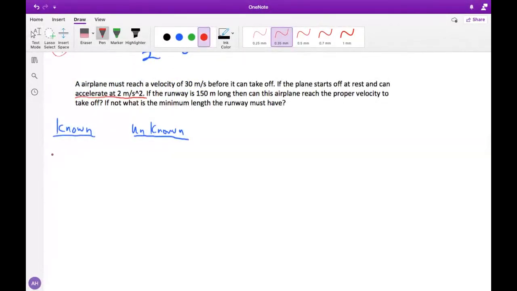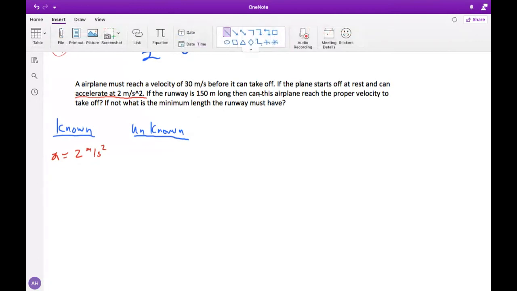So we know the acceleration is 2 meters per second squared. Let's see what else we know. We also know the displacement is going to be 150, because it's actually just a straight line. It's just a runway. So let's actually draw a quick picture.